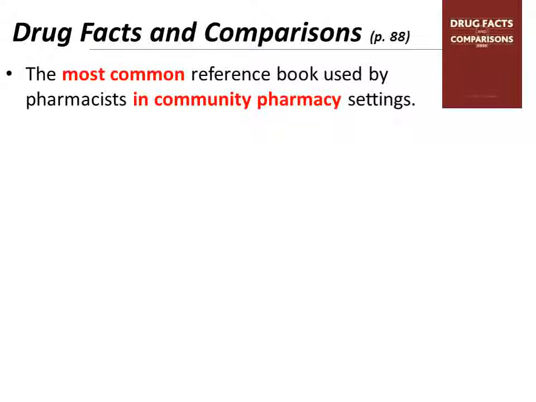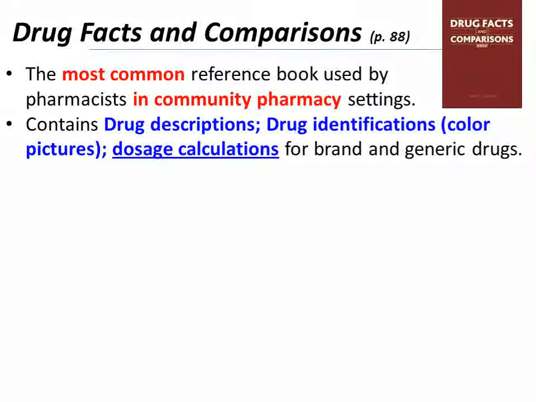The Drug Facts and Comparisons is the most common reference book that's used by pharmacists in the community pharmacy setting. That's because it contains drug descriptions, it has color pictures of each drug, it has dosage calculations that help the pharmacist when he's dealing with brand and generic drugs.